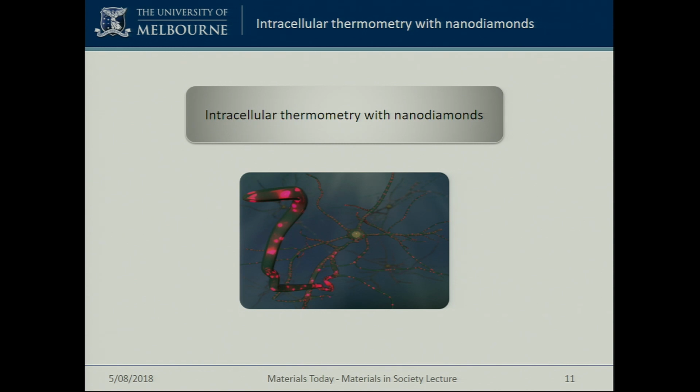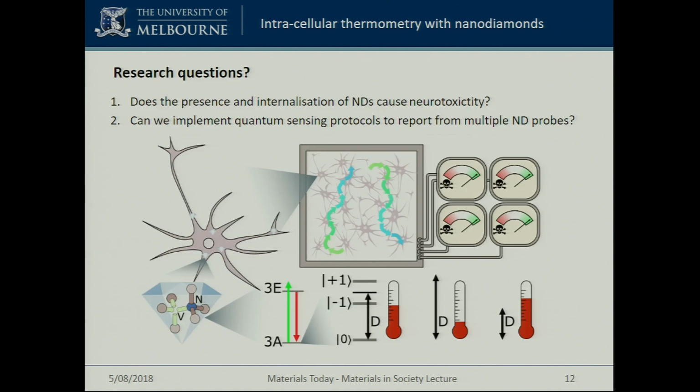And so what I wanted to talk to you today about was some of the other sensing capabilities that we've done recently. So the first one is intracellular thermometry. So this is a promising field that people are getting into at the moment. And this work was really motivated by 2 key questions. And so the first question was, does the presence of this material, does the presence of nanodiamond itself and the internalisation of these nanodiamonds cause neurotoxicity? So there's been a whole bunch of different cytotoxicity, biocompatibility studies done with diamond in neuronal systems.